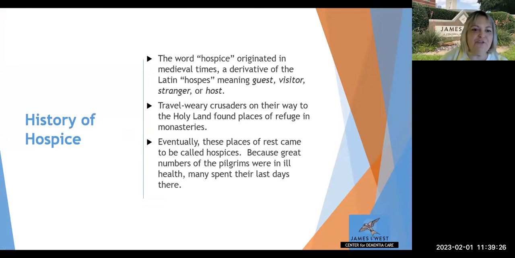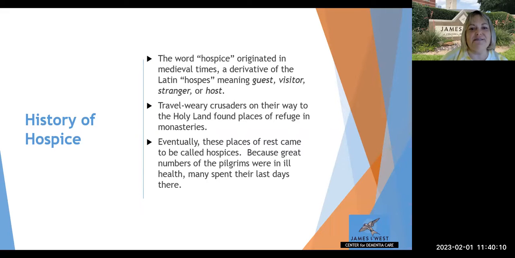But let's start with a history of hospice, and you might recognize that word from hospital and hospitable. They all come from the word hospice. The word hospice is Latin, and it meant guest, visitor, stranger, or host, because of what would happen when crusaders were traveling on their way to the Holy Land. They would find places of refuge in monasteries, and they became known as a hospice because it was a place to rest. I love that.